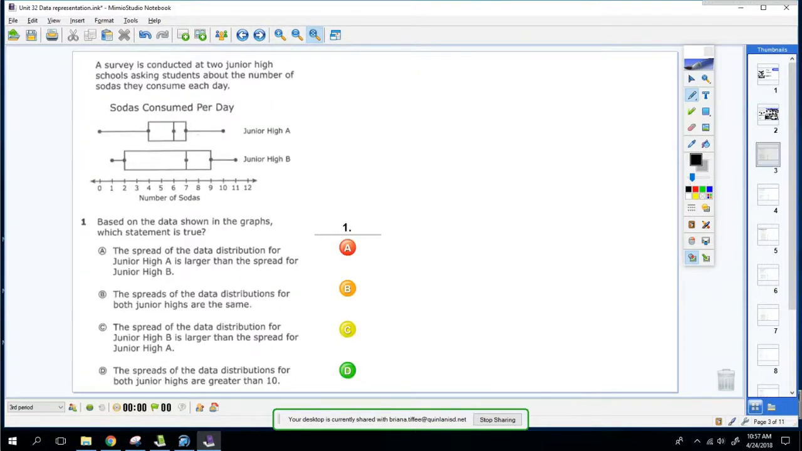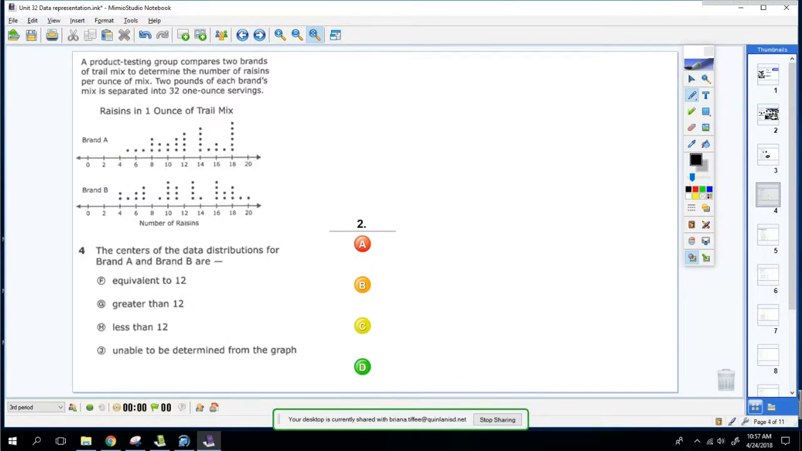Okay, number 1 on the back. A survey is conducted at 2 junior high schools asking students about the number of sodas they consume each day. Based on the data shown in the graphs, which statement is true? First off, we've got to find our spread. The spread for junior high A and B are both 10. So the data distributions would be the same. So the answer would be B.